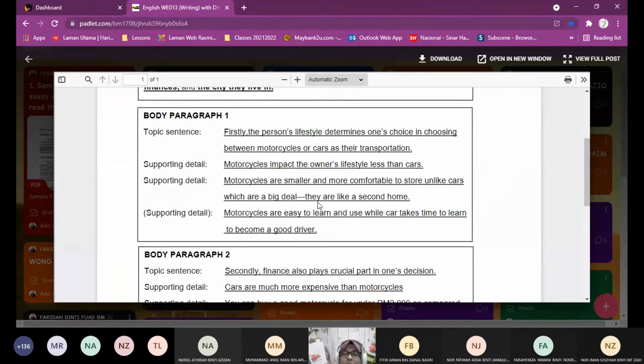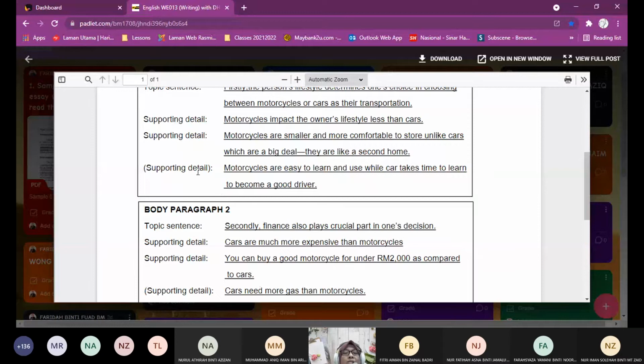Yes, and then you explain why you say that motorcycles are smaller, and give an example. You can even give a specific example, like you want to compare a specific motorcycle model, any specific model of motorcycle, with cars, just to show that, oh, motorcycles are smaller.